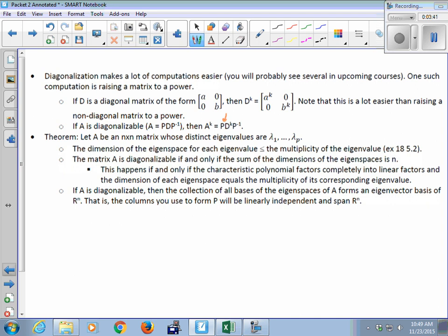Okay, then we have one last theorem. The dimension of the eigenspace for each eigenvalue, so that's the number of vectors in the basis for the eigenspace, is always going to be less than or equal to the multiplicity of the eigenvalue. So if you get an eigenvalue like lambda equals 2 with multiplicity 2, that means the dimension of that eigenspace will always be 2 or less. And a matrix A is diagonalizable if and only if the sum of the dimensions of the eigenspaces is n.